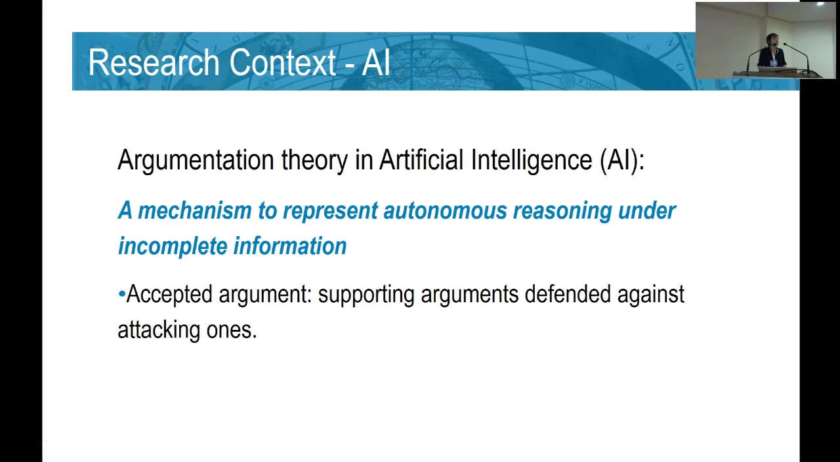Computational models of recommendation have the potential to make this process more transparent, allowing for a retrospective understanding of how conflicts are resolved. An argument is considered accepted if the supporting arguments are defended against attacking ones. So arguments represent essentially logical inferences.